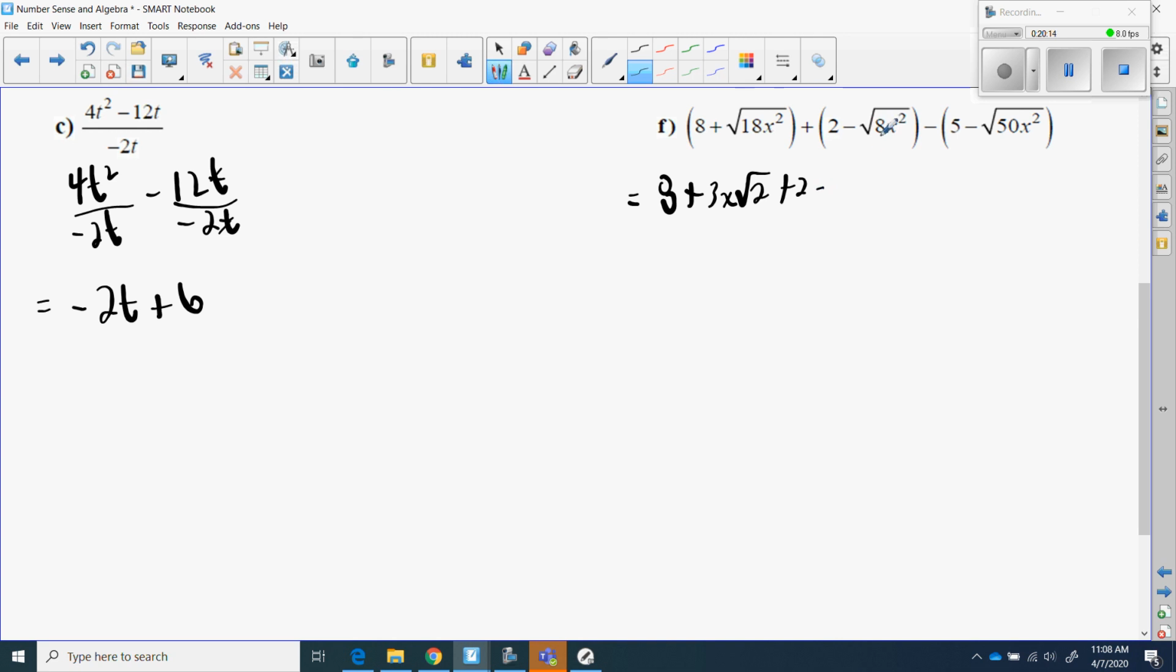8 reduces, so it's 4 times 2. The square root of 4 is 2. The square root of x squared is x. And remember, we said this was 4 times 2, so there's still going to be a 2 left underneath here.